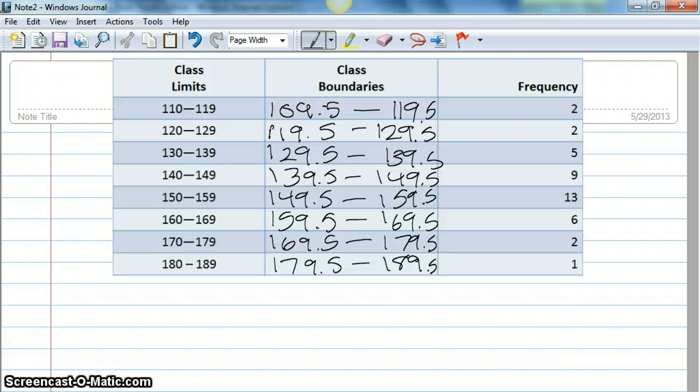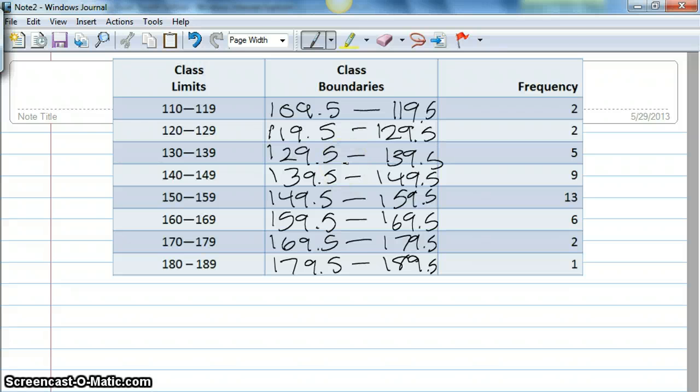Now, when you're looking at these class boundaries, you notice that while the gaps have been closed, you might be concerned about some overlap. Notice 119.5 is the upper class boundary for the first class, but it also is the lower class boundary for the second class. So what happens if you measure a child's teeth and get 119.5 becquerels exactly? Where does it fall? In the first class or in the second class? Because 119.5 is both of those.